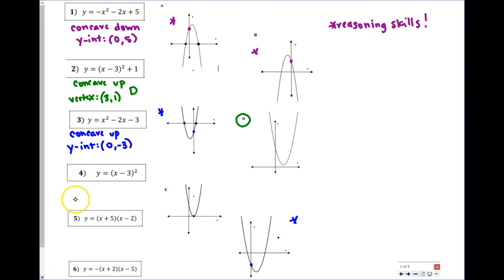Number 4. This one is in vertex form. I know that it's also concave up.